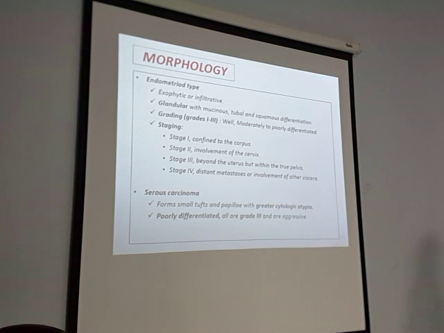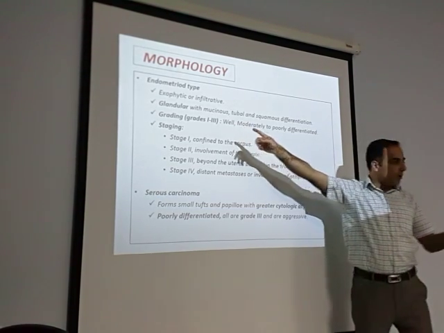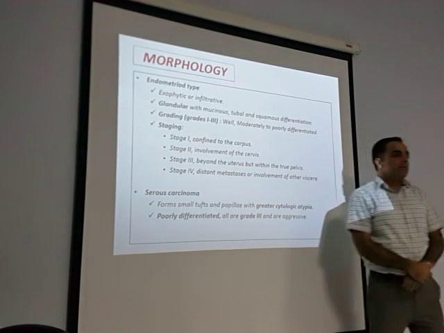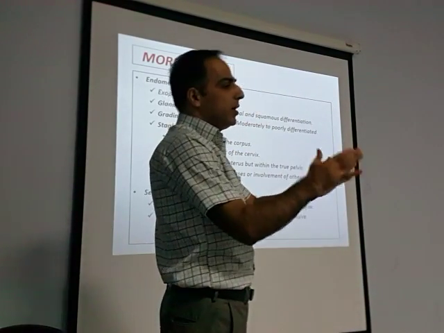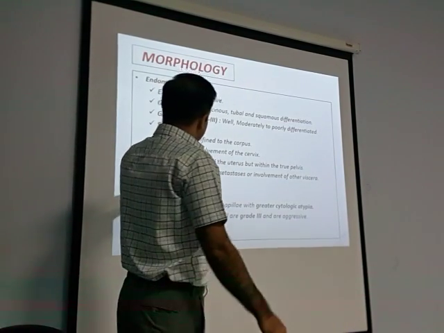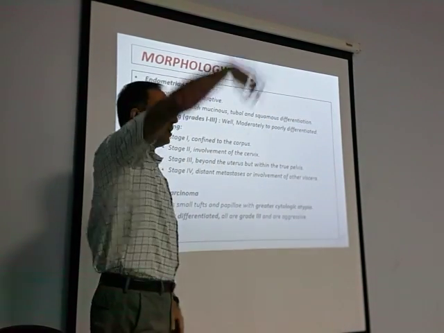Morphology of the endometrioid type: it can be exophytic, growing into the lumen, or infiltrative, going into the wall. And you can find the grades. It can be well differentiated, forming glands; moderately differentiated, solid and glands; poorly differentiated, solid sheets of cells without glands or very few glands. And staging, stage 1, 2, 3, 4. Stage 1 is confined to the body of the uterus, corpus. Stage 2 involves the cervix. Stage 3 goes beyond the uterus but within the pelvis. And stage 4, distant metastasis.